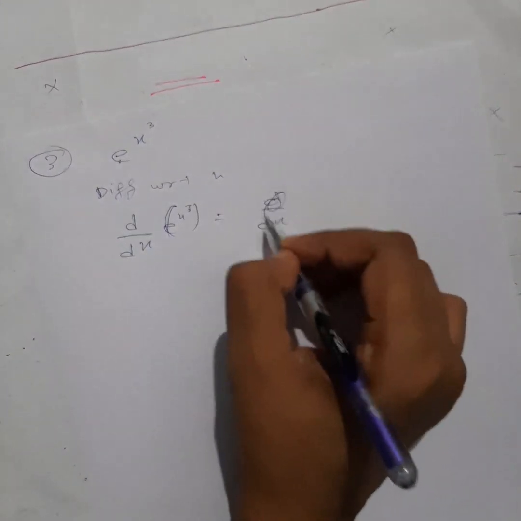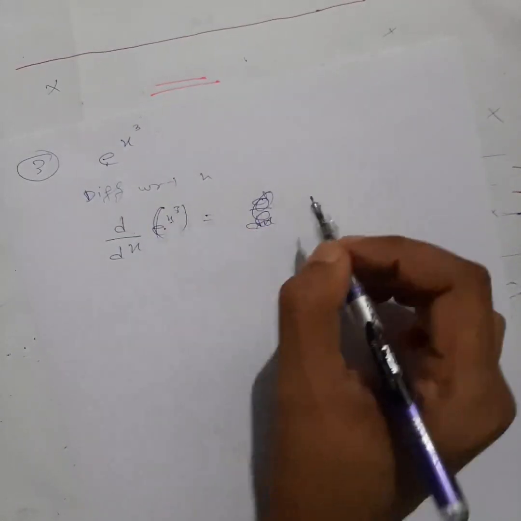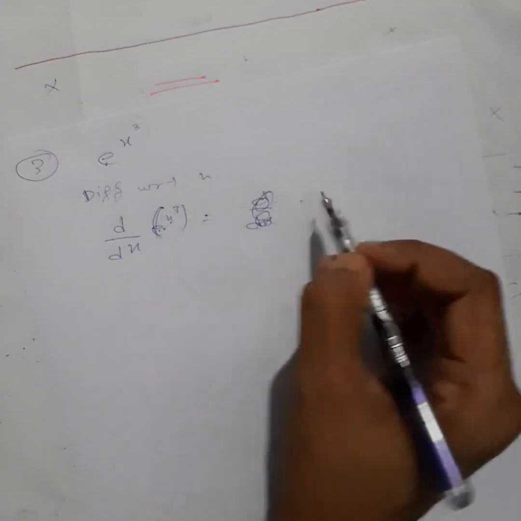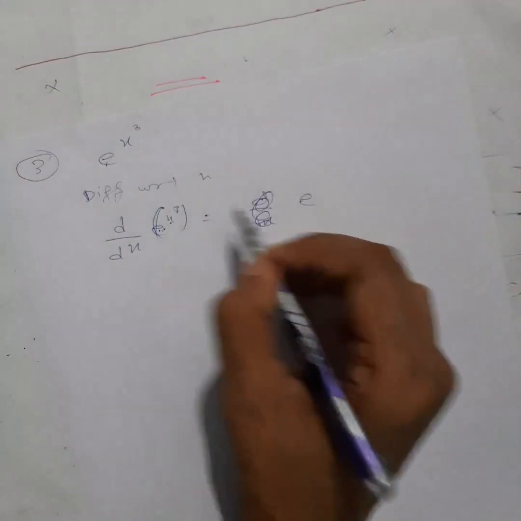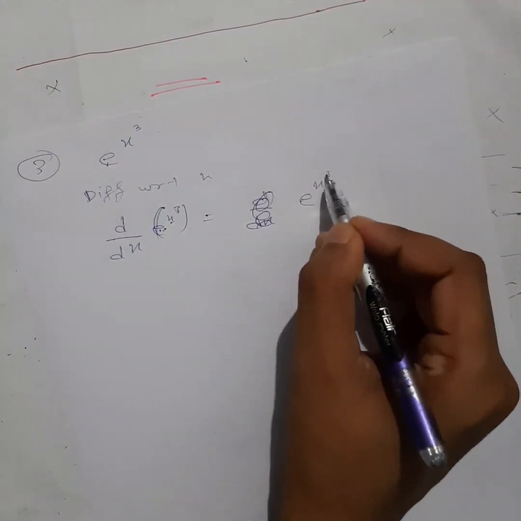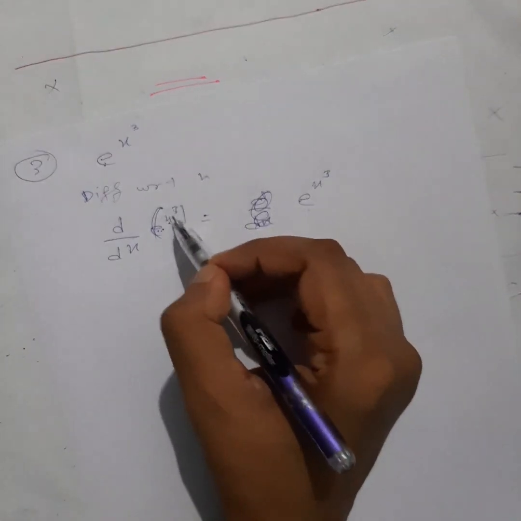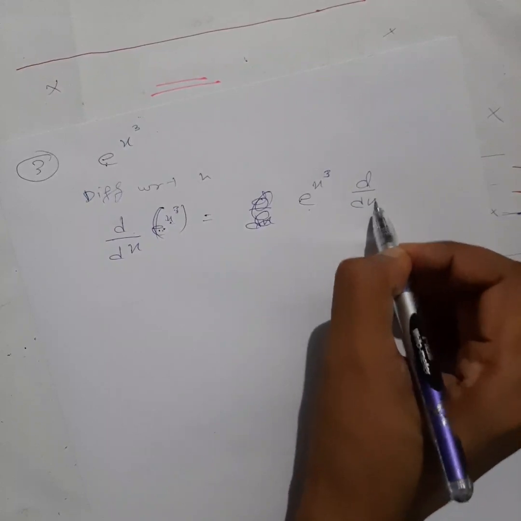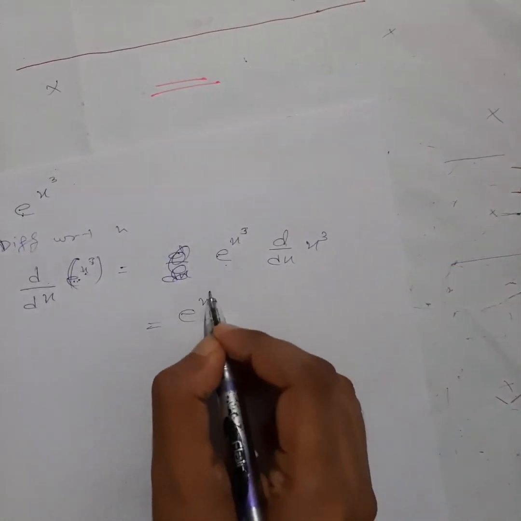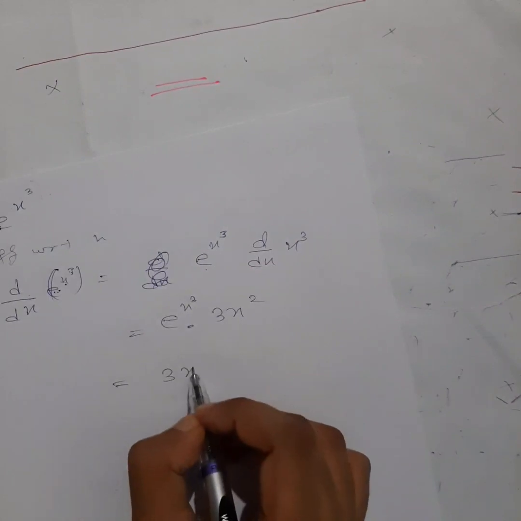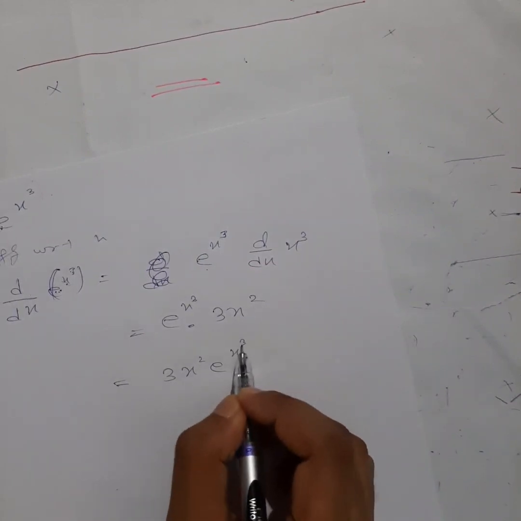d dx of e to the power x cube, what will it give? Now it is of the form e to the power x, so if it is in the form e to the power x, it will always give you e to the power x only, right? This will come out. But in place of x, since you have x cube, you have to differentiate that one again, chain rule. So this will give you e to the power x cube, and this will give you 3x square. So this will be 3x square e to the power x cube.